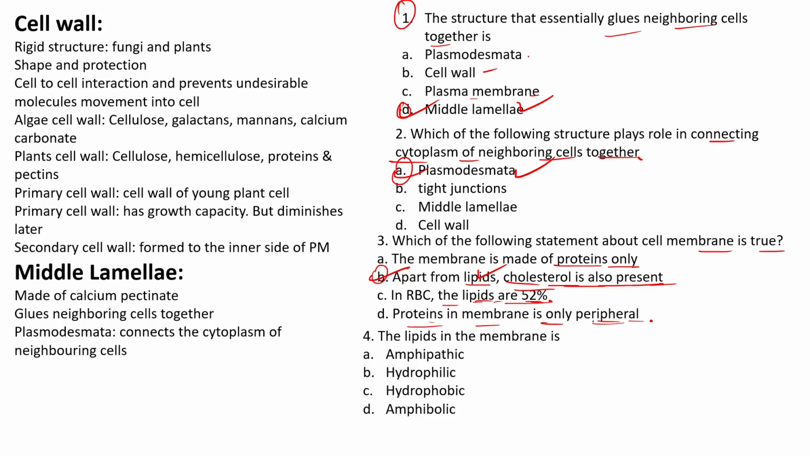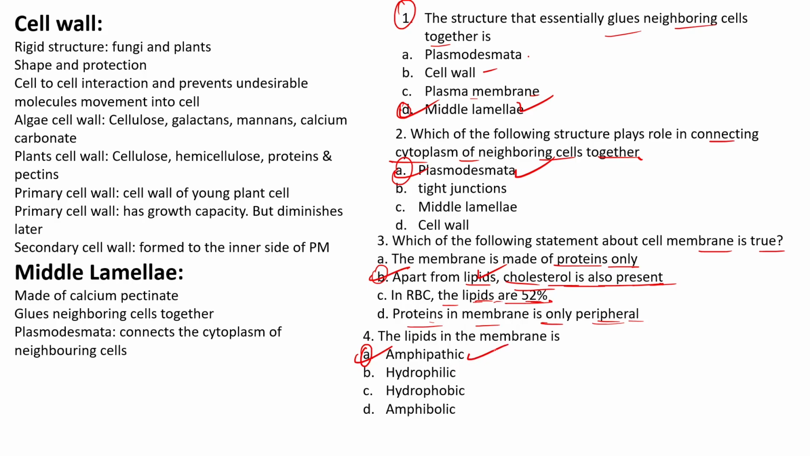The lipids in the membrane are amphipathic, hydrophilic, hydrophobic, or amphibolic? I have discussed this in the initial part. The answer is amphipathic. Any molecule that has both hydrophilic and hydrophobic properties is called amphipathic, and the phospholipids of the plasma membrane exhibit this property.